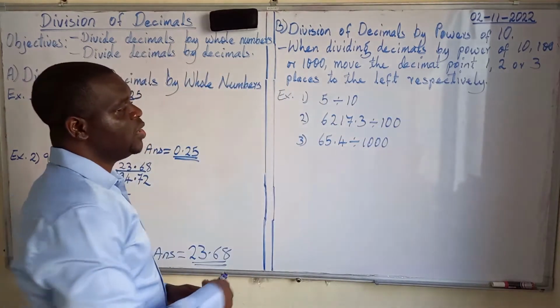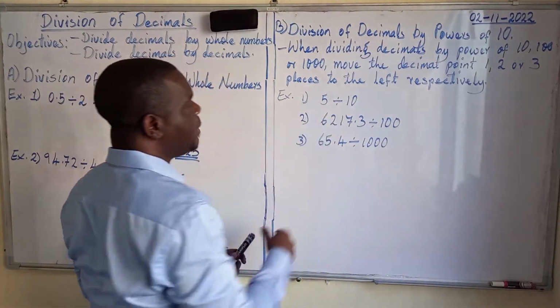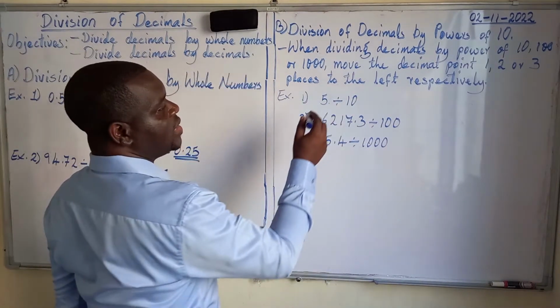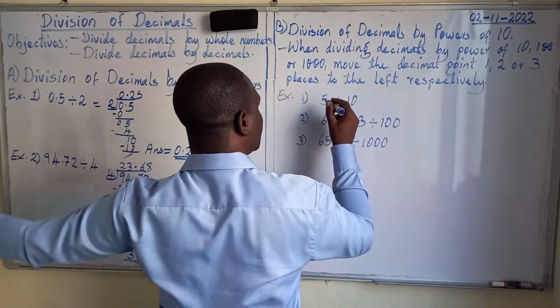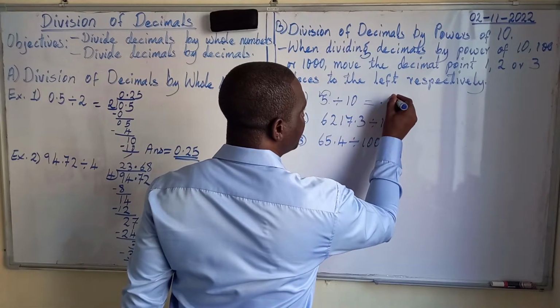So in this case, we have 5 divided by 10. And with 5, the decimal point is directly here. And if we are asked to move it one place to the left, it's going to move from here back this way. So the answer will be 0.5.